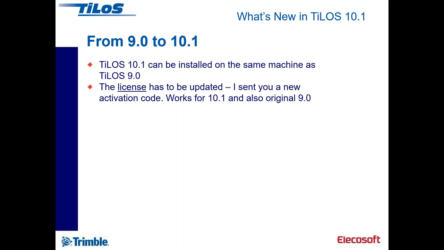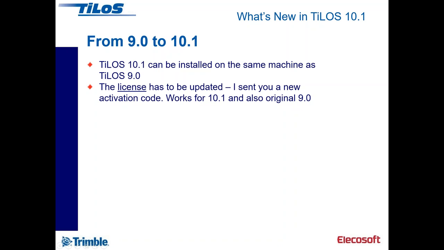So when you first start Tilos 10.1, it asks you to update the license. And what you're updating is the same place that it is already. So you're not installing a second license, you're updating the one that you've already got. From that point onwards, 10.1 and 9 will work from the same license on the same machine. Okay, so that's the good news.